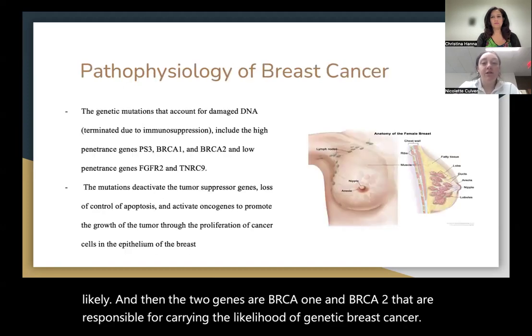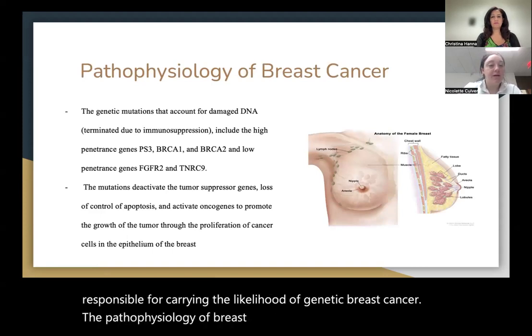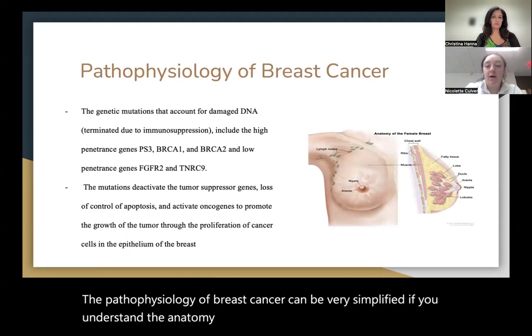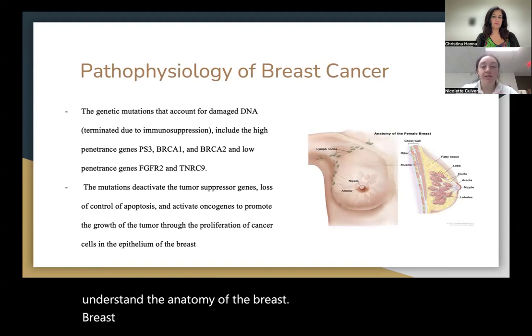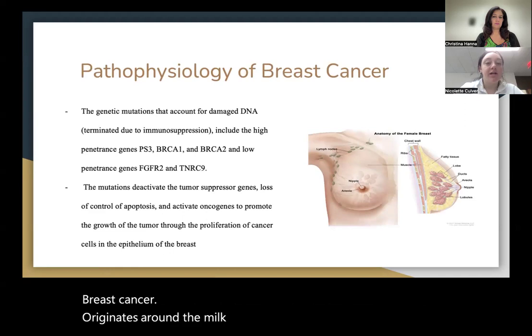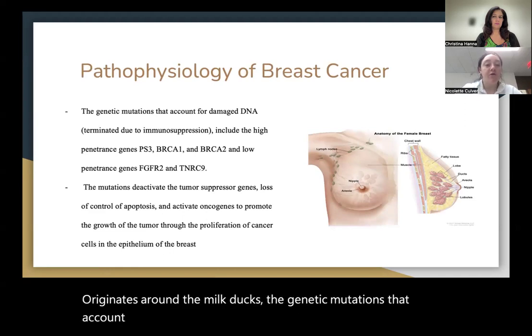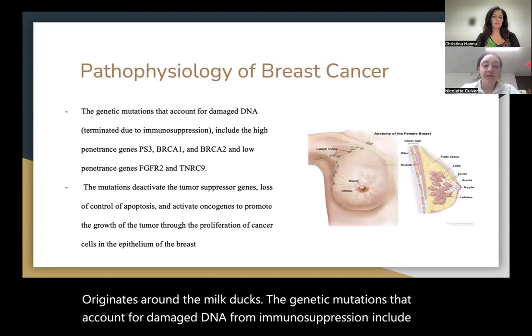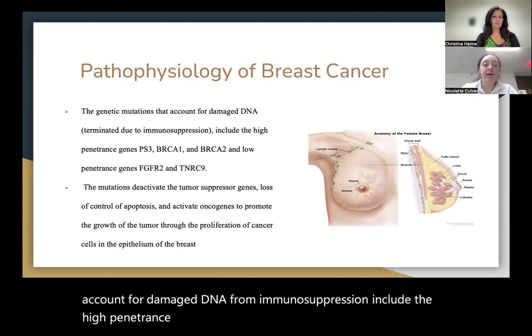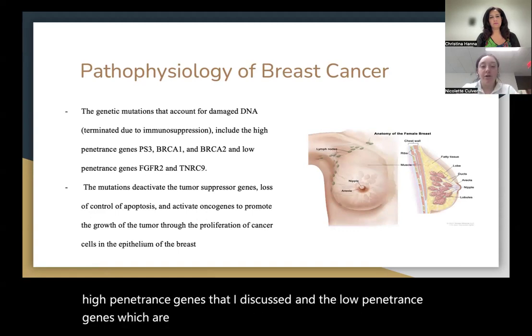The pathophysiology of breast cancer can be very simplified if you understand the anatomy of the breast. Breast cancer originates around the milk ducts. The genetic mutations that account for damaged DNA include the high penetrance genes that I discussed and the low penetrance genes, which are FGFR2 and TNRC9.